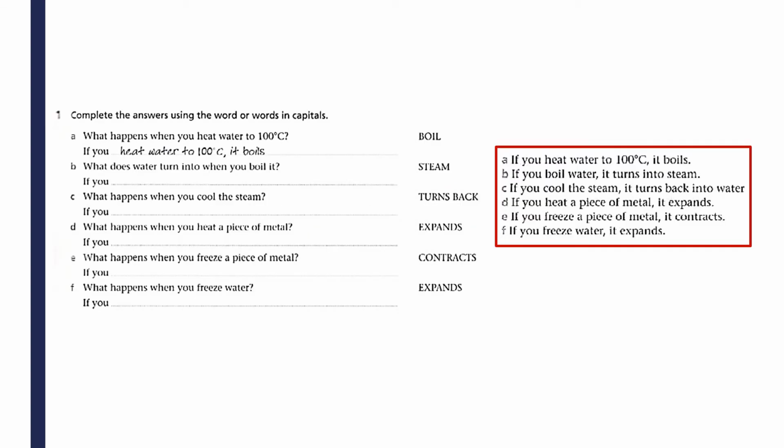For this part, you can see that all the sentences are describing scientific facts, which means whenever the condition is fulfilled, the result will definitely happen. Therefore, they are all written in the present simple tense, or we can call it the zero conditional.